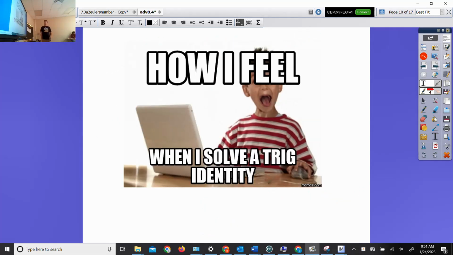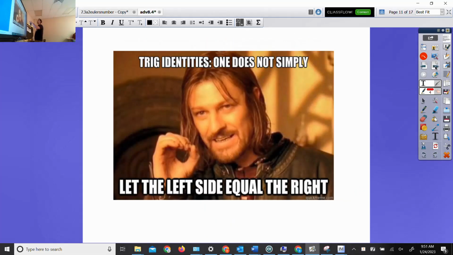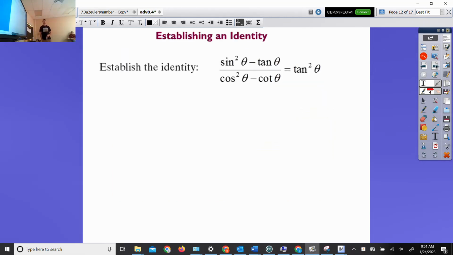And eventually you'll feel pretty good. Anybody watch Lord of the Rings? Well, that would make a lot more sense if you had. Never mind.